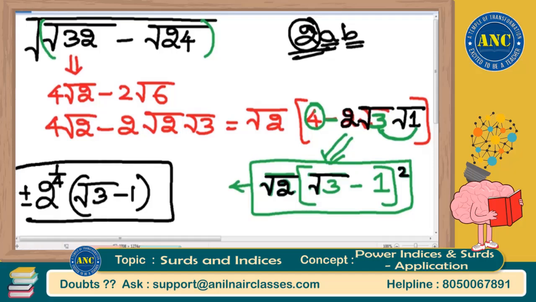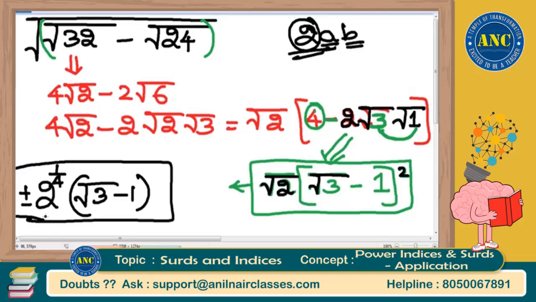Very, very easily you can solve. We have solved multiple questions of this sort already in our classes. I believe the idea is clear, sir. Answer for the first question is 2 power 1 by 4 into root 3 minus 1.